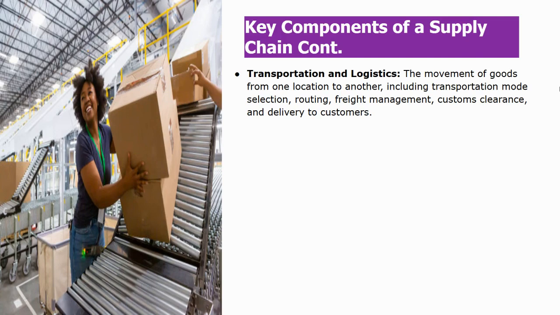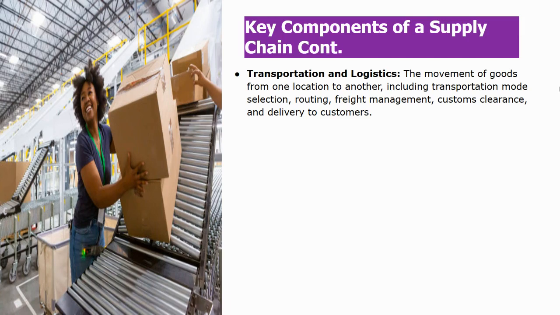So you can produce it, that's one component. You can transform the raw material into finished product, that's production or manufacturing. Good. But you need to make sure that the goods you have produced can reach customers for purchase or for consumption. The movement of goods from one location to another is transportation or logistics.